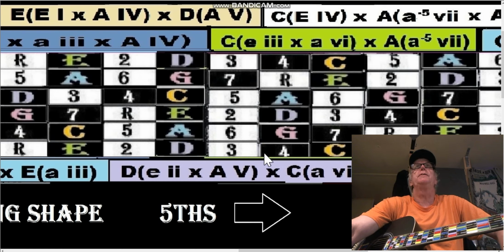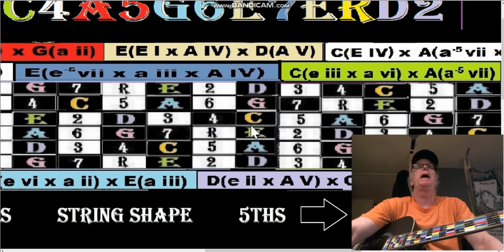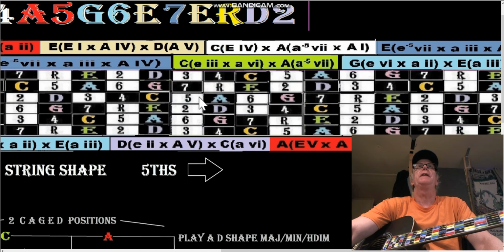So we got 2, 3, 4 D string shape, 5, 6 A string shape, 7 root 2 for the short pattern. Notice that's not even part of the D pattern anymore. Alright? Because this is all long patterns. So we would play that same D shape. We're looking at a D shape C here, 5 root 3, key of C, or whatever.